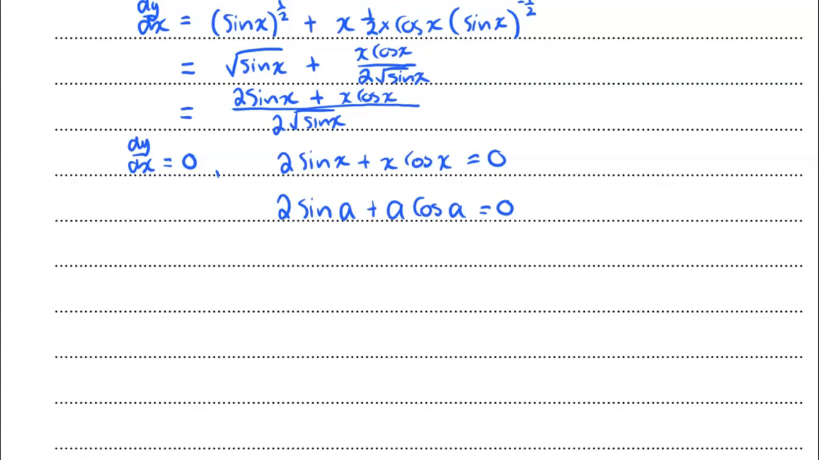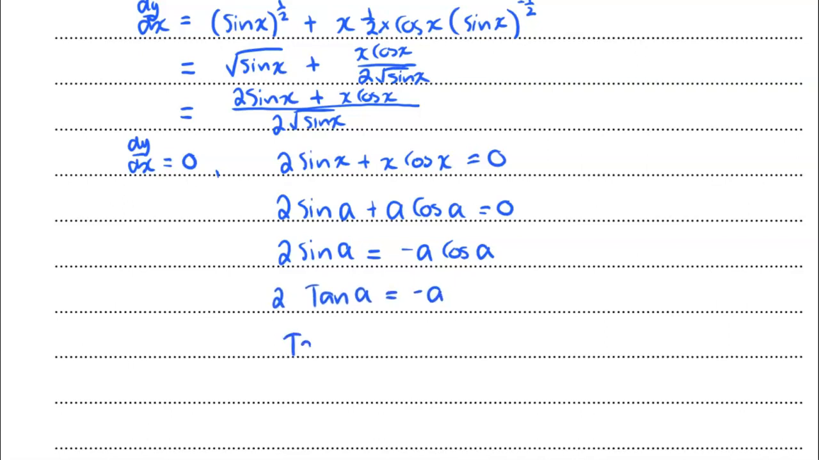Let's take the A cos A over to the other side and get 2 sine A is equal to negative A cos A. Let's divide both sides by cos A, and we'll get 2 sine divided by cos. Sine of the angle divided by cos of the same angle is tan of the angle, and that is negative A. Let's divide both sides by 2, and we'll get tan of A is equal to what they asked us, negative a half of A. That's what we had to show.